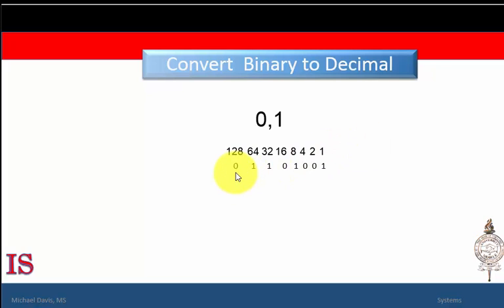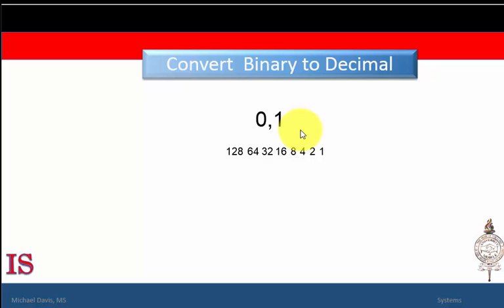The 128-bit is turned off, so we'll just skip it. 64 is turned on, so we'll just write it down. 32 is turned on, we'll write that down. 16 is turned off, so we'll ignore it. 8 is turned on, so we'll write it down. 4 and 2 are both turned off, so we'll ignore them, and 1 is turned on, and there you have it. Those are the bits that are turned on. We just add those values together. So here you see the decimal equivalent of this binary number. That was pretty simple, don't you think?